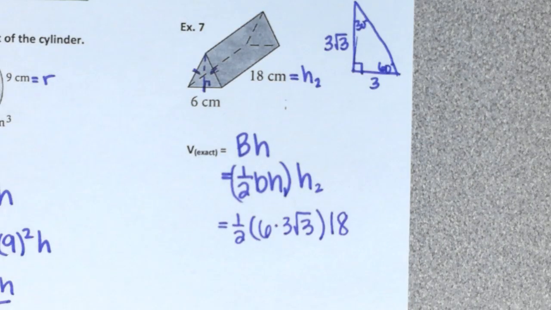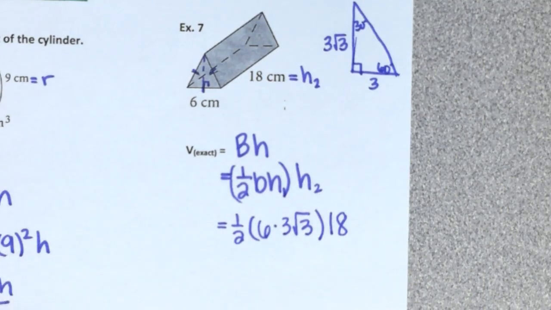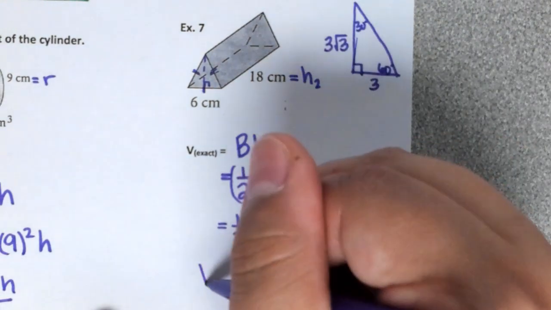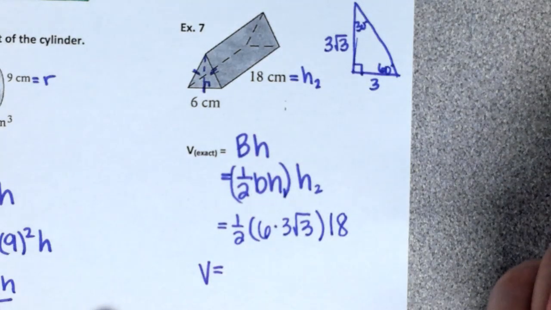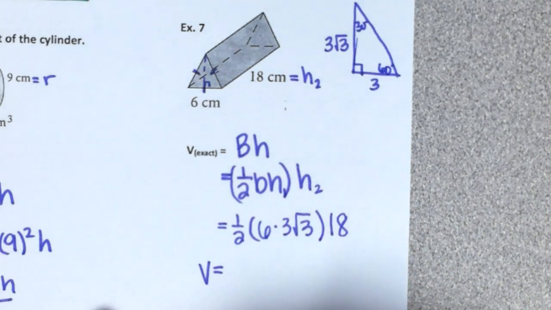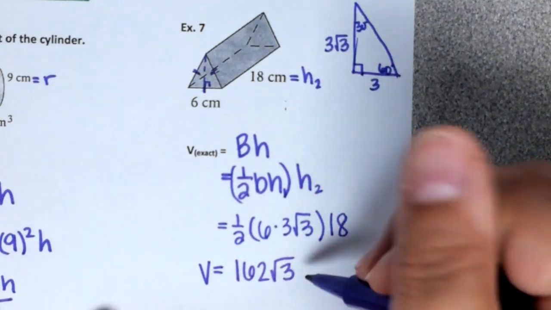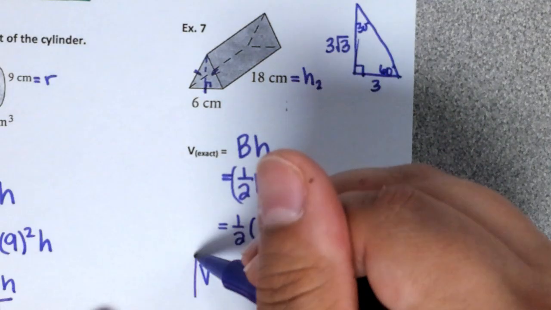I want the exact answer. So what am I going to do to get the exact answer? Don't put root 3 in the calculator. So what is 1/2 times 6 times 3 times 18? What do y'all get? Don't put root 3 in the calculator. 1/2 times 6 times 3 times 18. What'd you get? 162 root 3 centimeters cubed because it's volume.